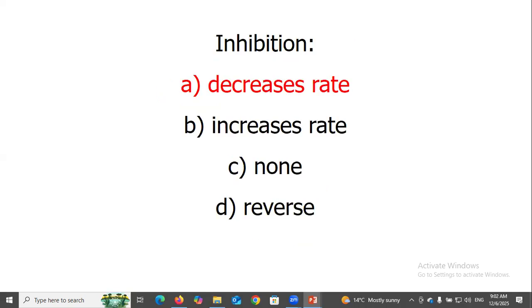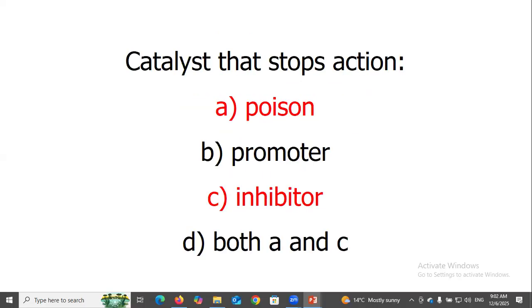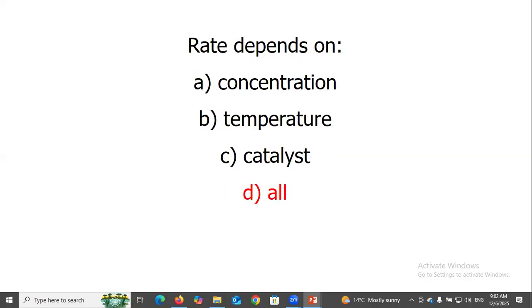Inhibition decreases rate, increases rate, non-reversible. Correct option is option A, decreases rate. Catalyst that stops the action: poison, promoter, inhibitor, both A and C. Catalyst stops the action, poison and inhibitor. So correct option is option D, both A and C.